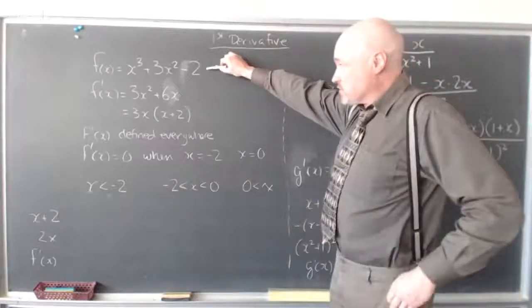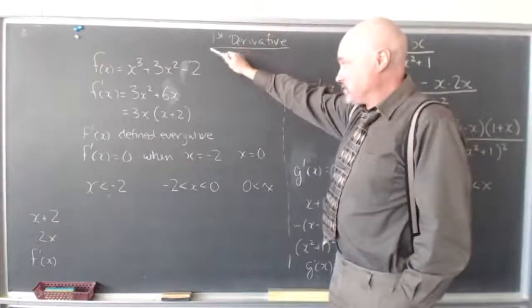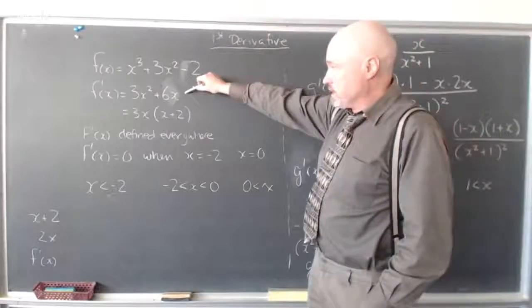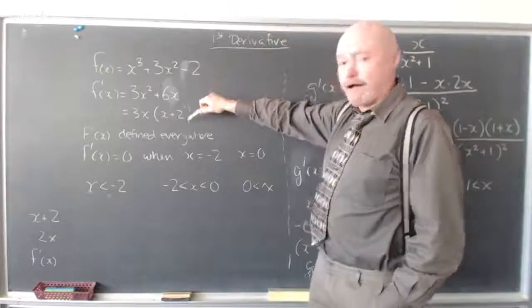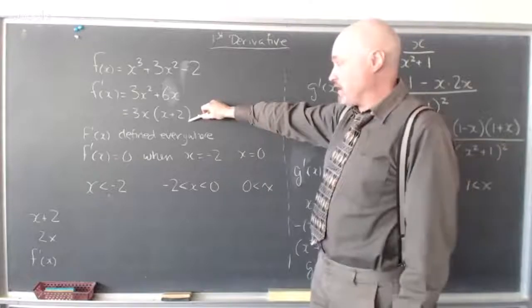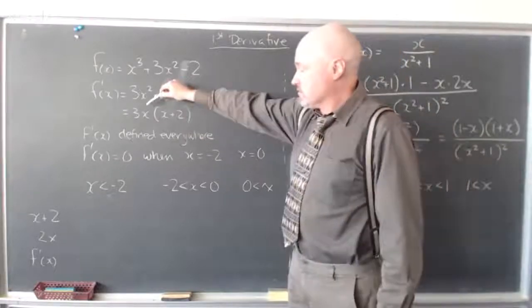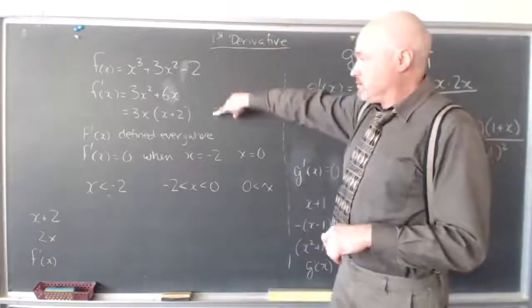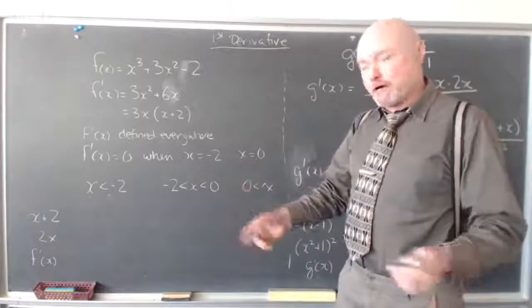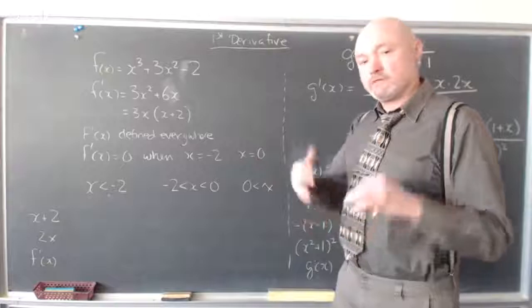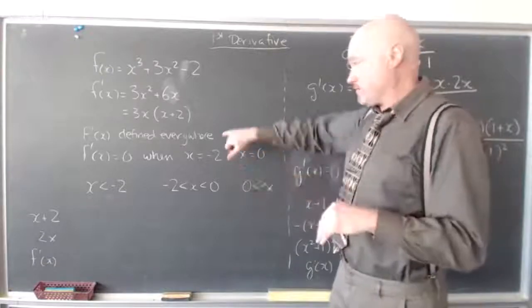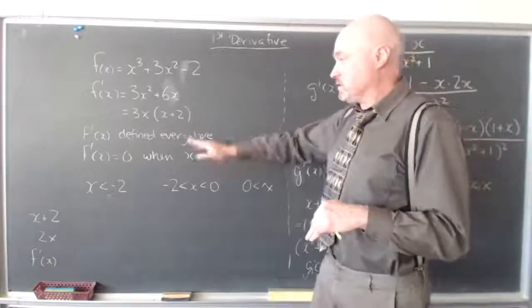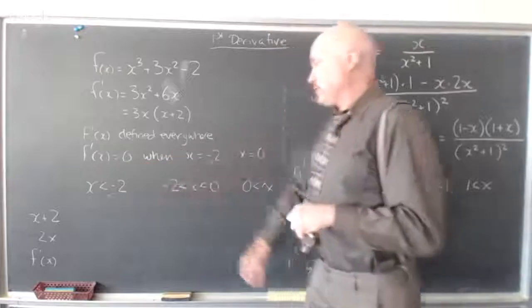Here's the function x cubed plus 3x squared minus 2. Here's its derivative, 3x squared plus 6x. We factor it so that we can find the zeros easily. So this factors to 3x times (x plus 2). It's a polynomial. It's defined everywhere. It doesn't have any discontinuities, so we don't have to define our intervals based on any discontinuities. We just have to go with the zeros.